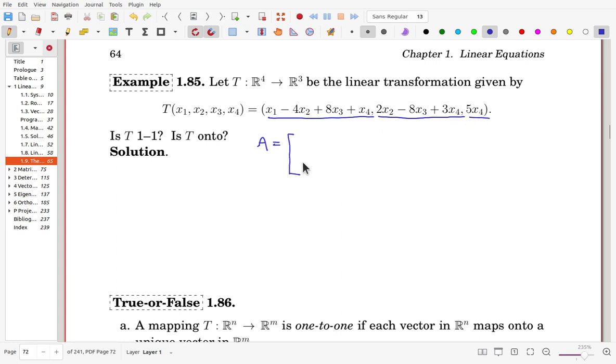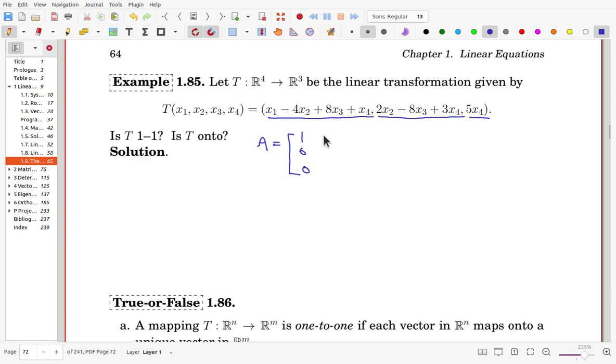Okay, the first column must be the action on E1. E1 means x1 is 1 and x2, x3, x4 are 0. So the first column can be gotten with x1 being 1 and everything else 0. So it is 1. That is the first component. And that one must be 0. And again, this must be 0.